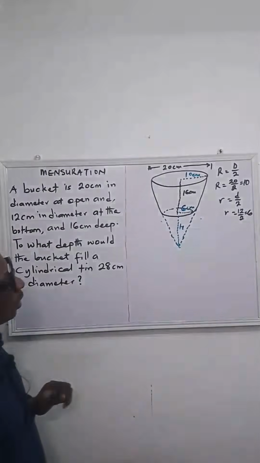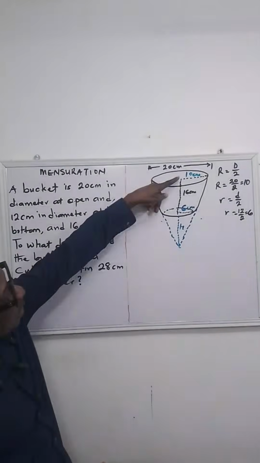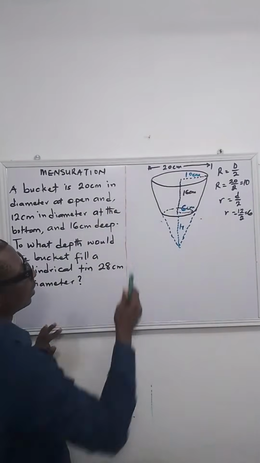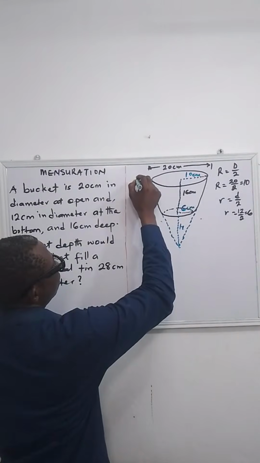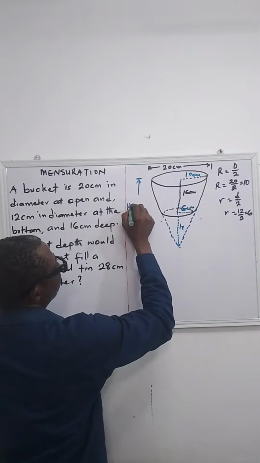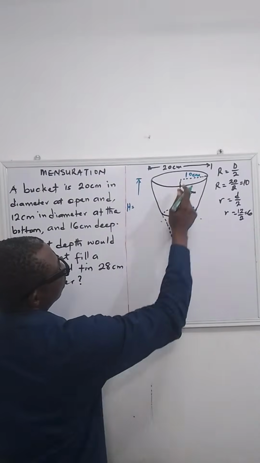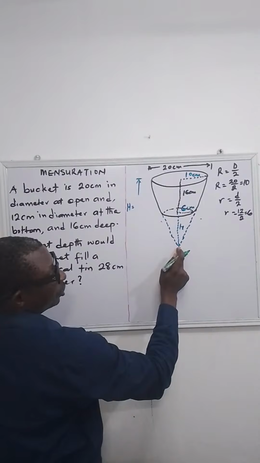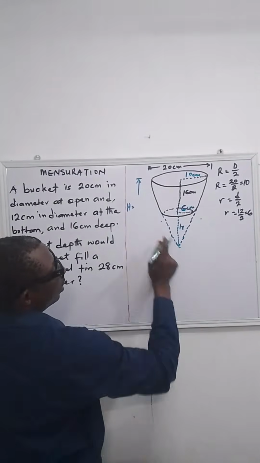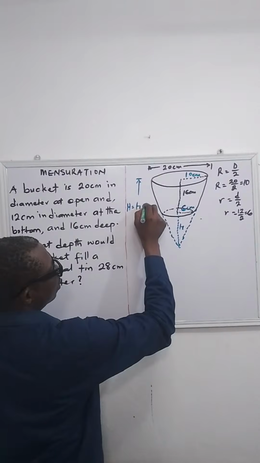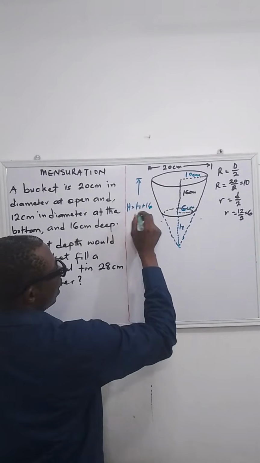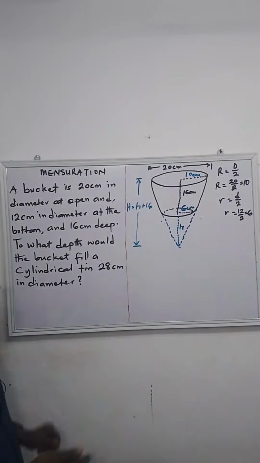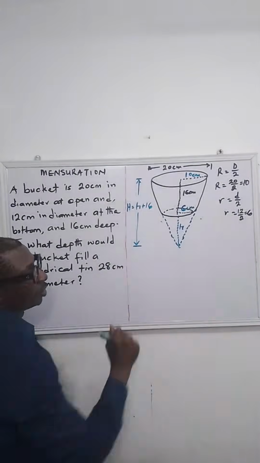Now from here to here is going to be the height of the bigger cone. The height, capital letter H, will be, from here to here is 16. From here to here is h. So that means from here to here will be h plus 16. So that gives us the height of the bigger cone. And the smaller cone has a height of h.